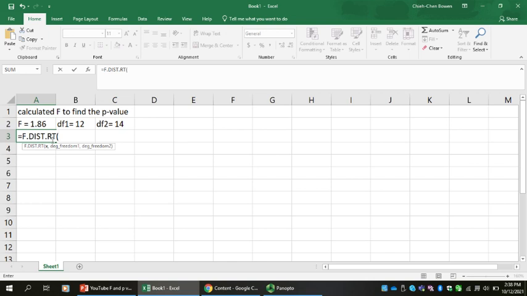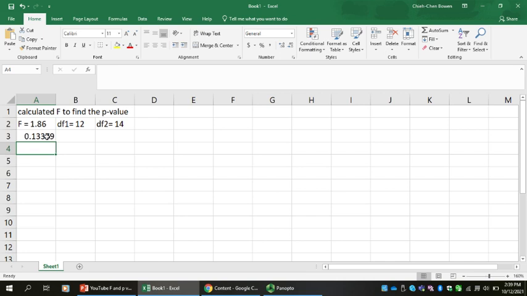As we were saying, the calculated F value is 1.86, comma, degree of freedom 1 is 12, degree of freedom 2 is 14. Okay, right parenthesis, close the operation, and hit enter.